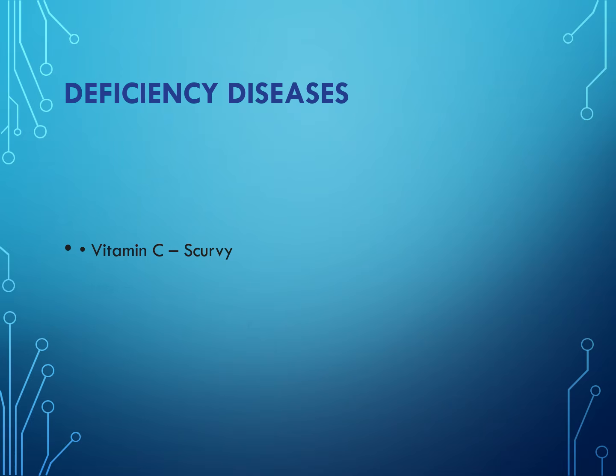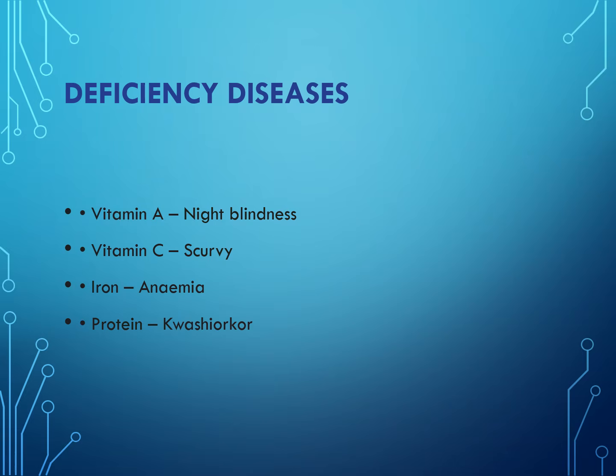If we have a shortage of vitamins or minerals, then according to that deficiency a disease can come. If you have vitamin A deficiency, then you will get night blindness. If you have vitamin C deficiency, you will get scurvy. If you have iron deficiency, it will give anemia. And if you have protein deficiency, it will cause kwashiorkor.